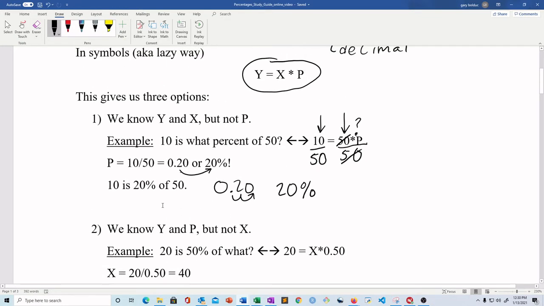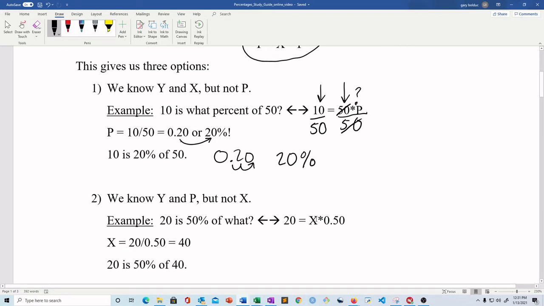Well, I could know the new number y right here, and I could know the percentage that I'm using, but maybe I don't know x. So here's a form of that. 20 is 50% of what? So this is telling me I don't know my starting point. All right, so I'm going to convert this into the equation here. I know 20, my new number. I know the percent. I don't know my old.